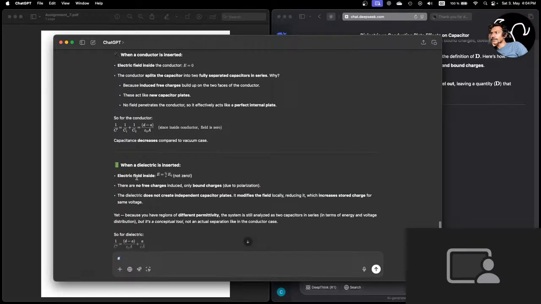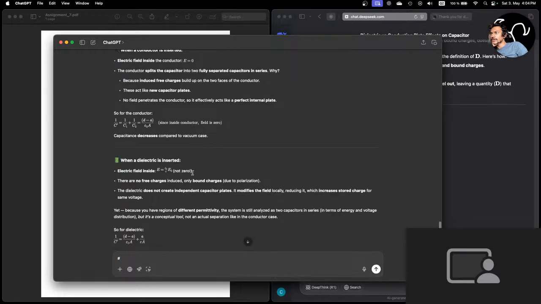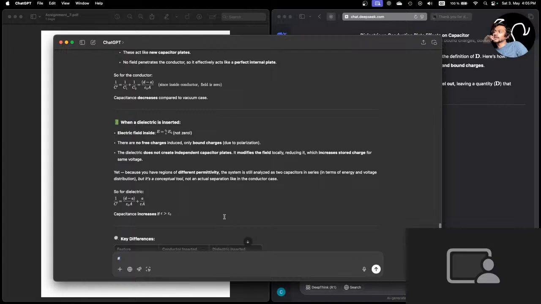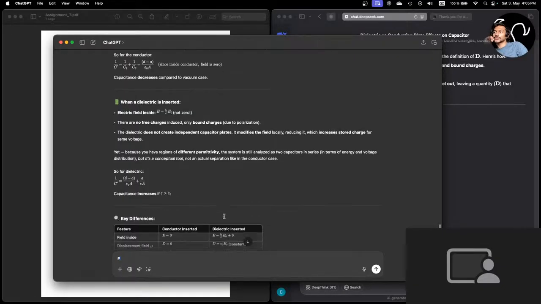When a dielectric is inserted, the electric field is not zero. No free charges are induced, but we have regions of two different permittivity. The system is still analyzed as two capacitors in series in terms of energy and voltage, but it's a conceptual tool. It's not an actual separation like the conductor case, okay? It acts like one. So the capacitance increases if epsilon is greater than epsilon zero. It should be greater than epsilon zero because it's a dielectric.